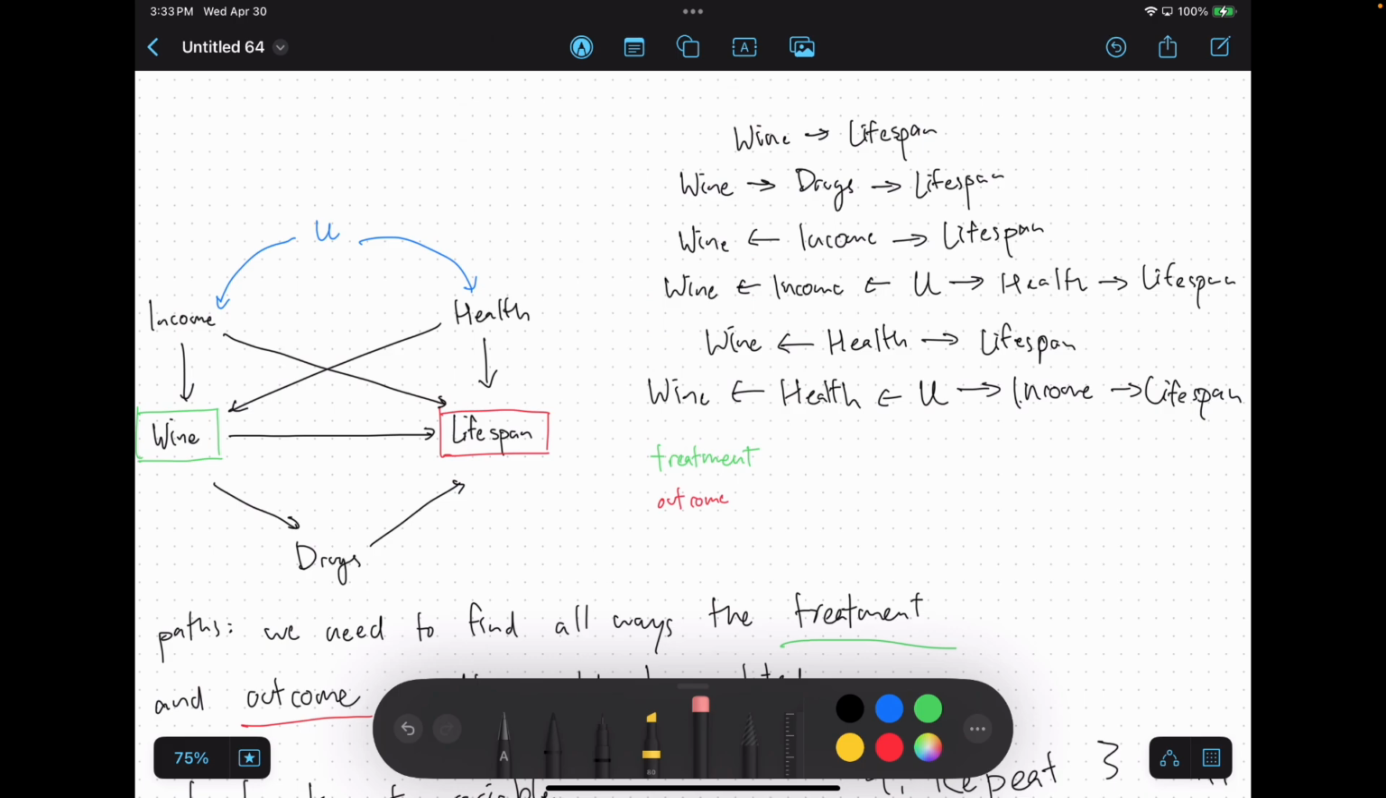given that we assume our data generating process is correct, and we've constructed our diagram this way, the idea here would be that health causes you to have a certain type of lifespan, and it also causes you to drink some amount of wine, and therefore there's a correlation related in that way.